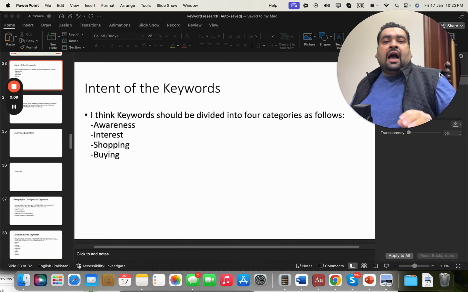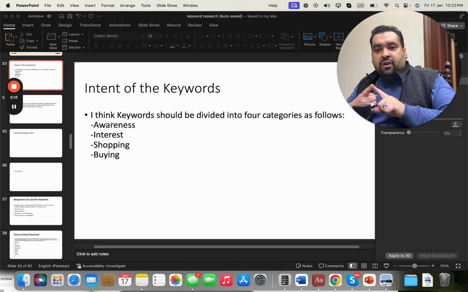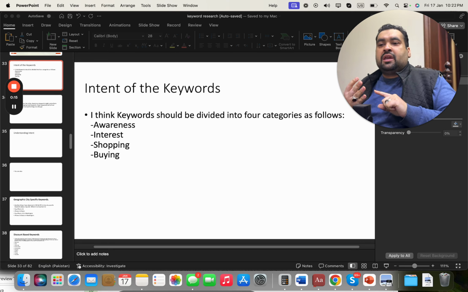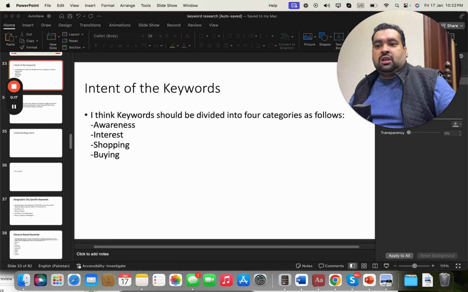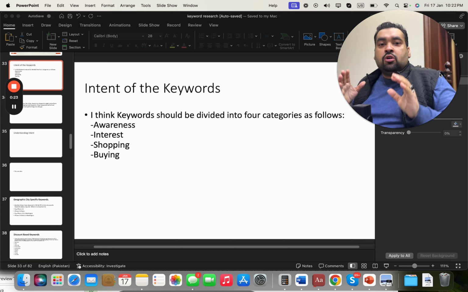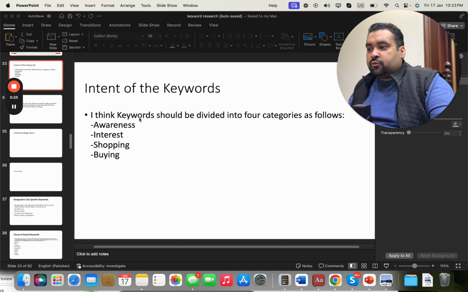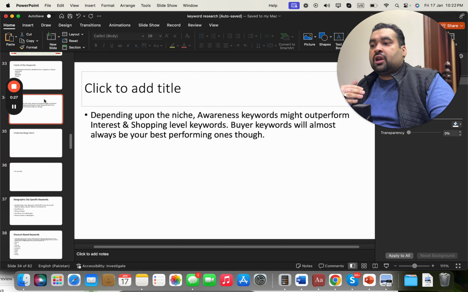Intent of the keyword, I think the intent should be divided on four aspects, and the number one aspect is awareness, interest, shopping, and buying. You can divide your keyword based on four parts: awareness, interest, shopping, and buying keywords. So the keywords can be divided into four parts. Now I'm repeating it again so you can understand.